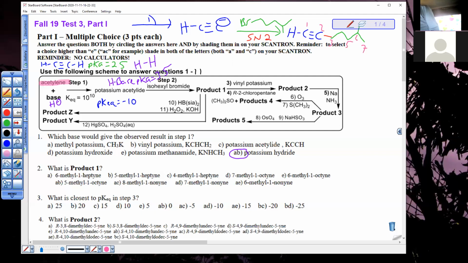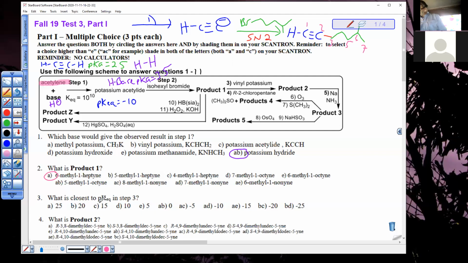And there's a methyl on 6. So we're looking at the molecule that is called 6-methyl-1-heptyne. I was not looking at the answers. I was looking at my molecule. 6-methyl-1-heptyne is one of our answers. And it's the first one, yay.